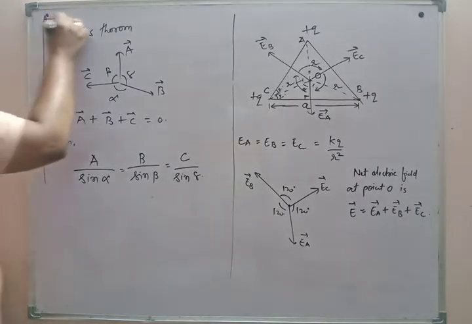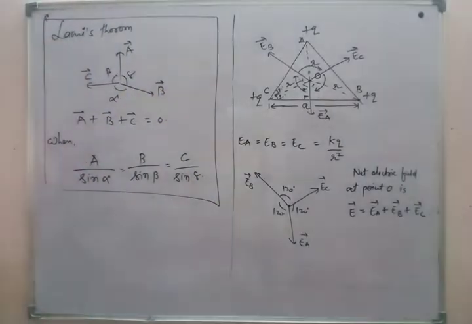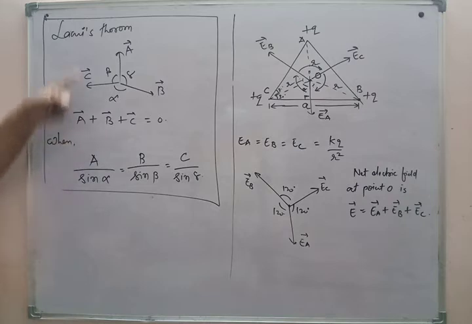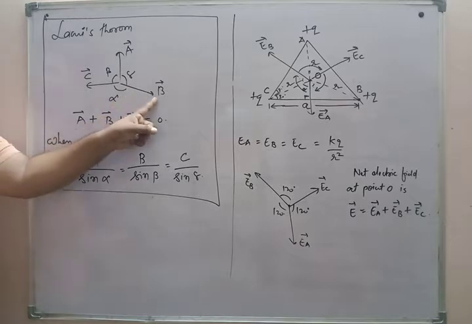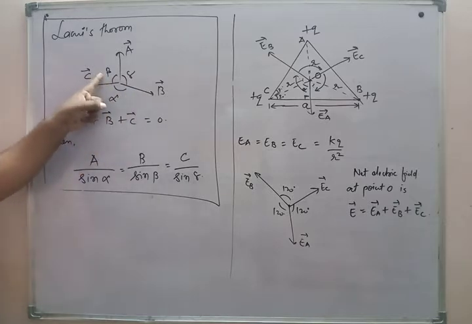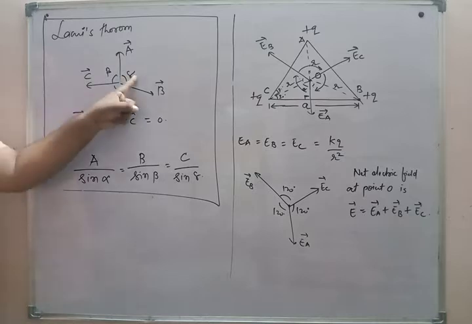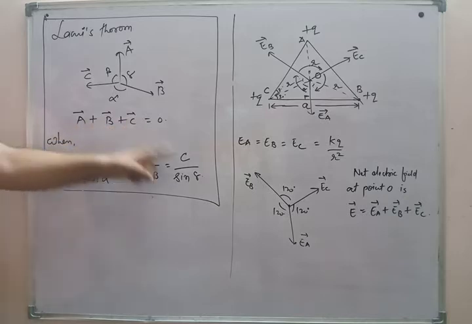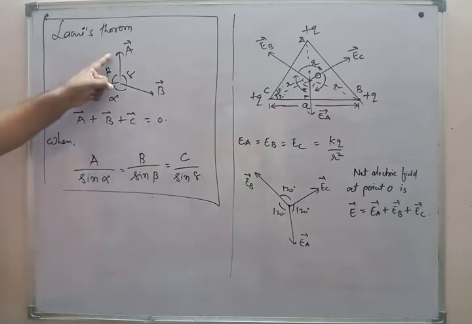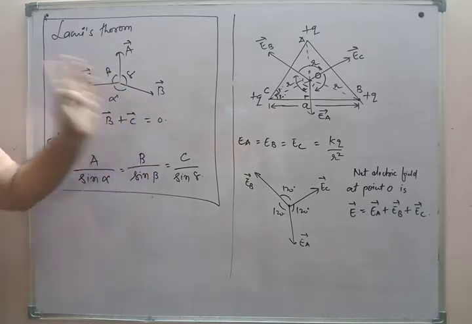You have to note down this. This will be useful many a times. If this condition is fulfilled, the magnitude of A divided by the sine of its opposite angle, that is sin alpha, the magnitude of B divided by the sine of its opposite angle, that is sin beta, the magnitude of C divided by the sine of its opposite angle, that is sin gamma, then the addition of these three vectors A plus B plus C will always be 0.